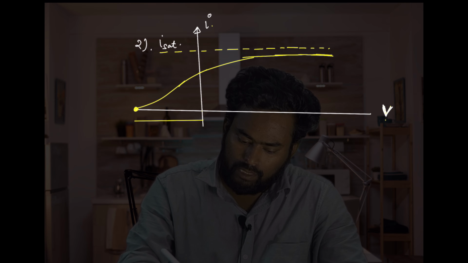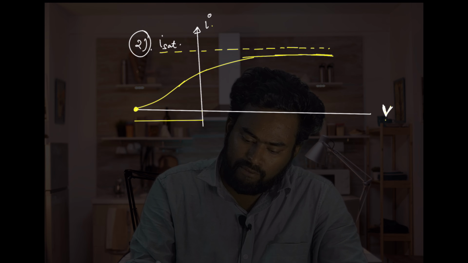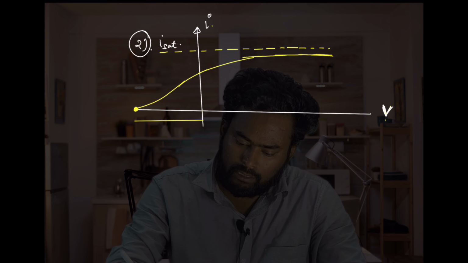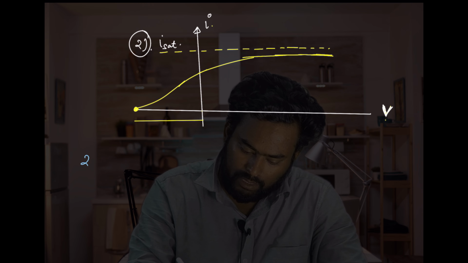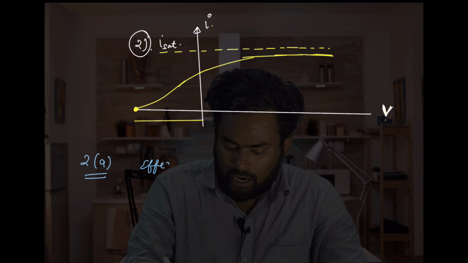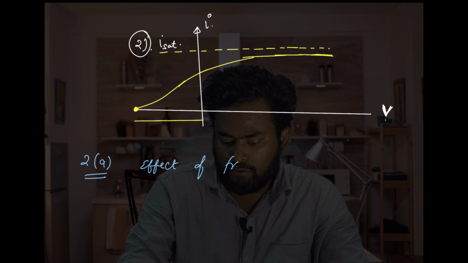Now in this same graph we will study the effect of two things. Let's say we are drawing 2a. On the same graph, we will study the effect of frequency.